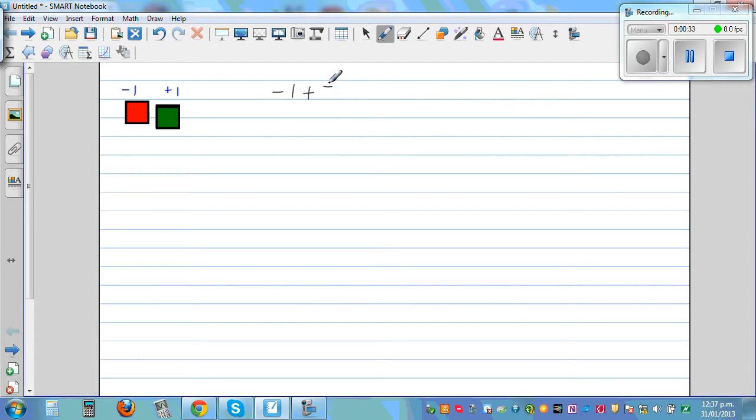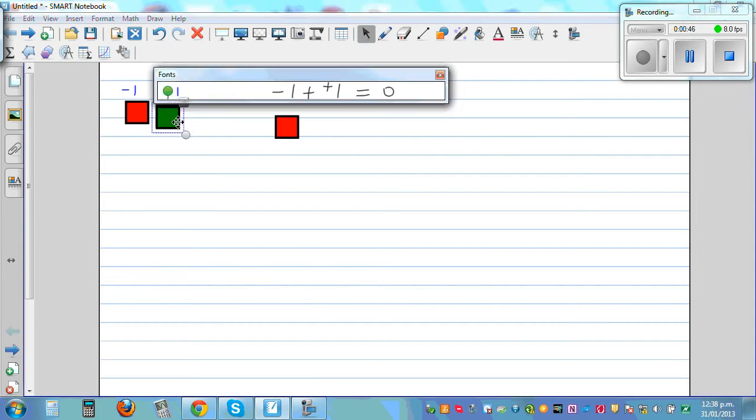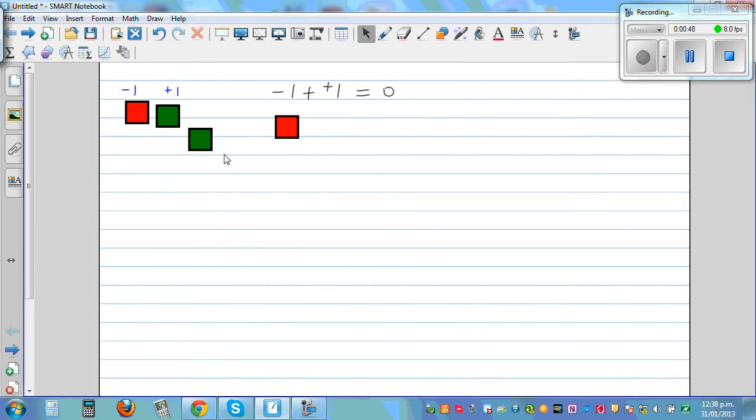Before I start, I hope you understand that -1 plus 1 is equal to 0. That means you have a negative tile and a positive tile, and they cancel each other out. So this is what it means in a diagram. This is your -1, a red tile, plus this is your +1. If you have a negative and a positive tile, they cancel each other out and you get 0. That's one thing we are going to accept.